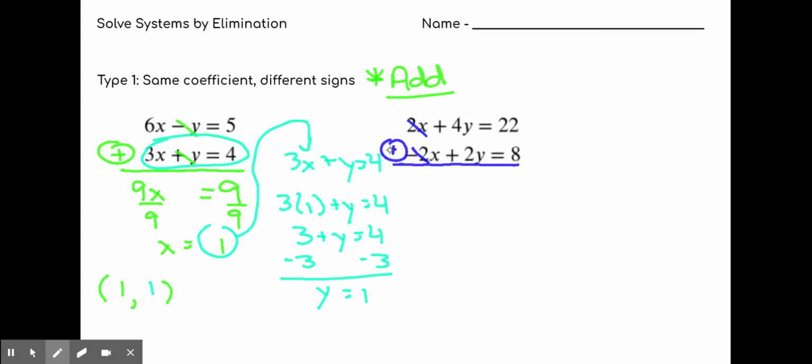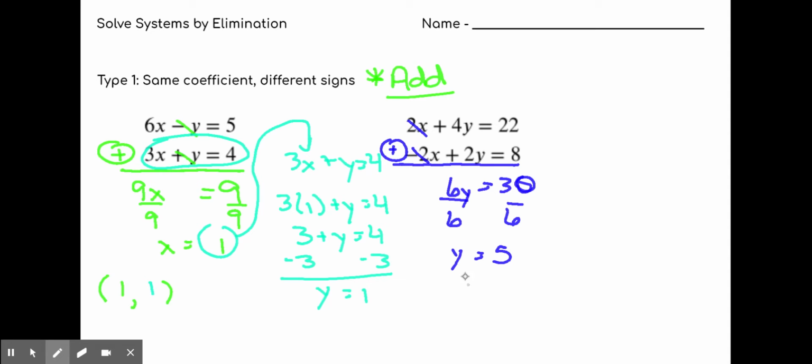Then I do 4y plus 2y. That's 6y. And 22 plus 8 is 30. So I eliminated my x's. That's why it's called the elimination method. That's a 30. And now I'm going to solve for y. So I'm going to divide both sides by 6. And y is 5. Okay, so y is 5.